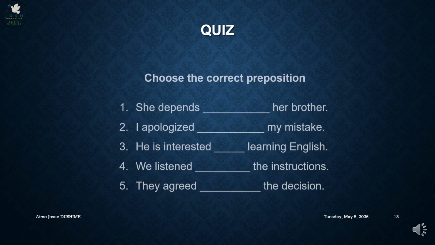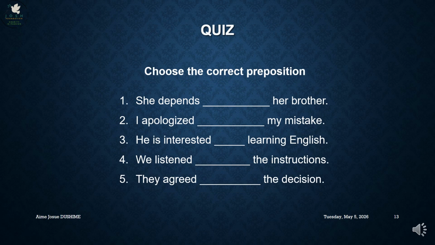Let's do the quiz. We're going to choose the correct preposition here. She depends dash dash her brother. I apologized dash dash my mistake. He is interested dash dash learning English. We listened dash dash the instruction. They agreed dash dash the decision.